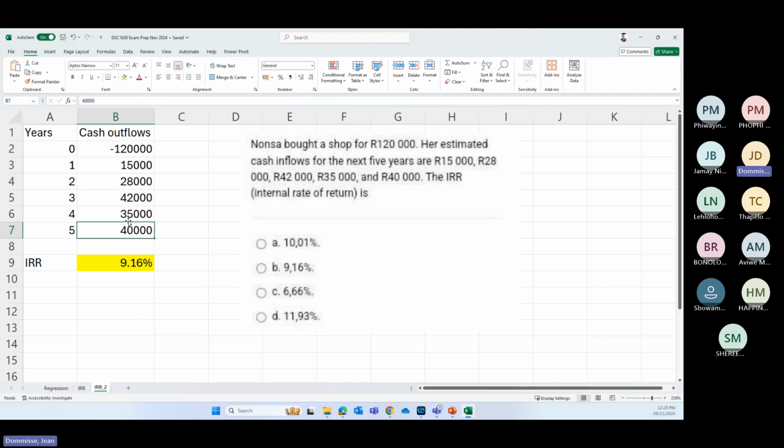It sees it over a time period of 11. So just be very careful when you guys use your calculator and the tools, especially with DSC 1630, because that for me is the difficult one of all the subjects, where you use your calculator so much.